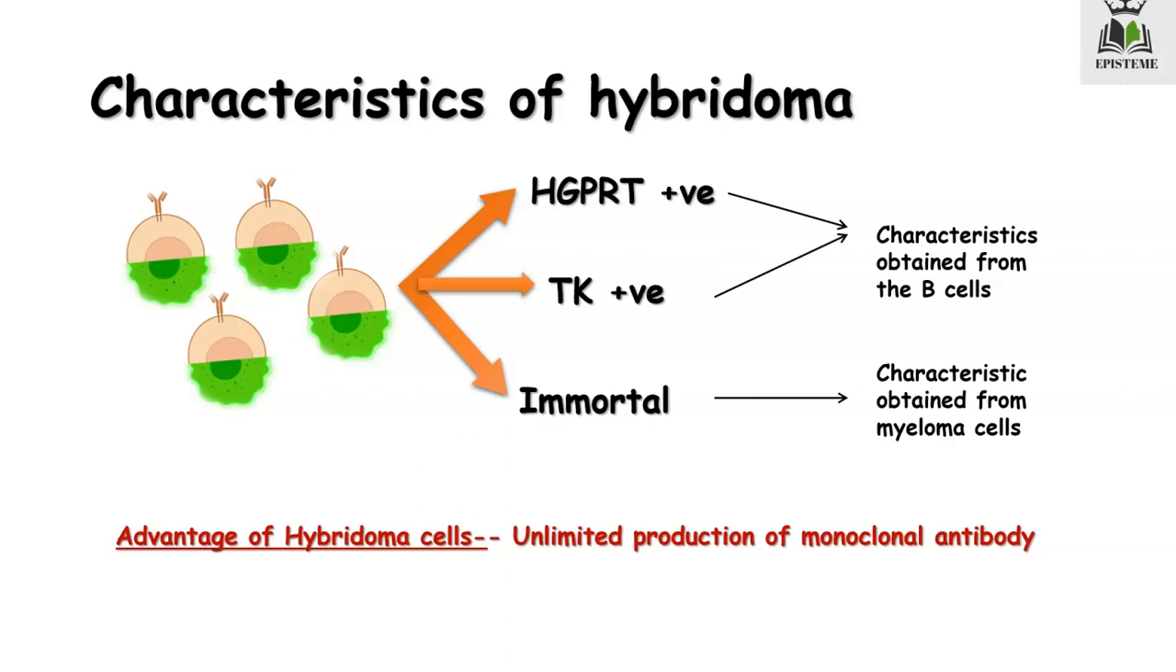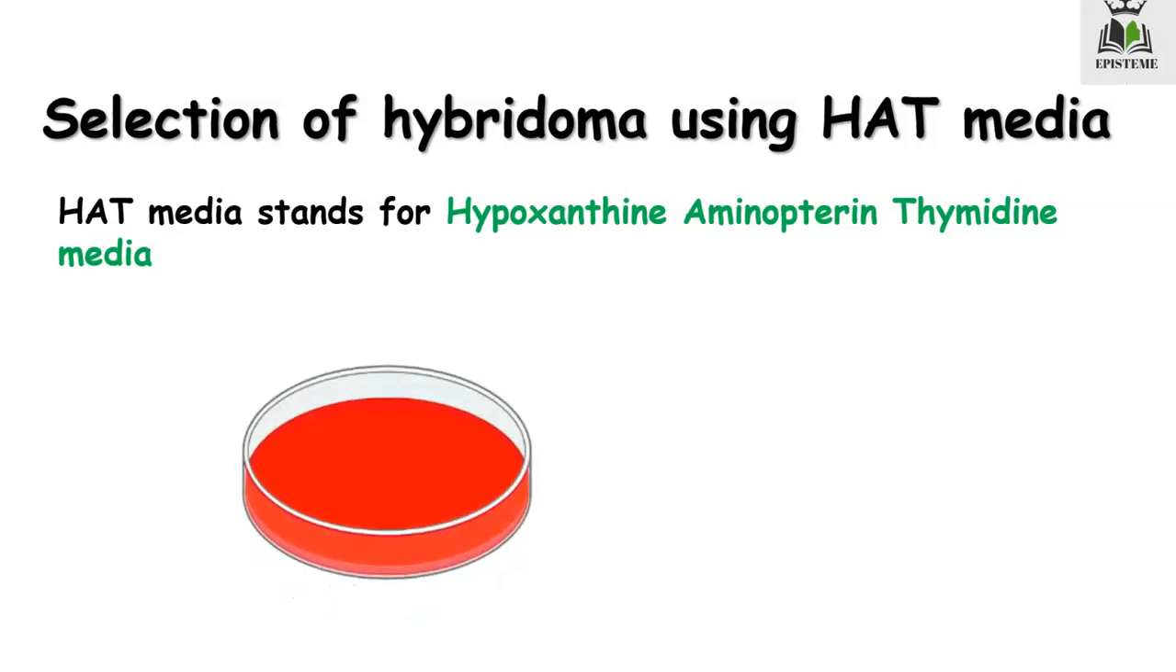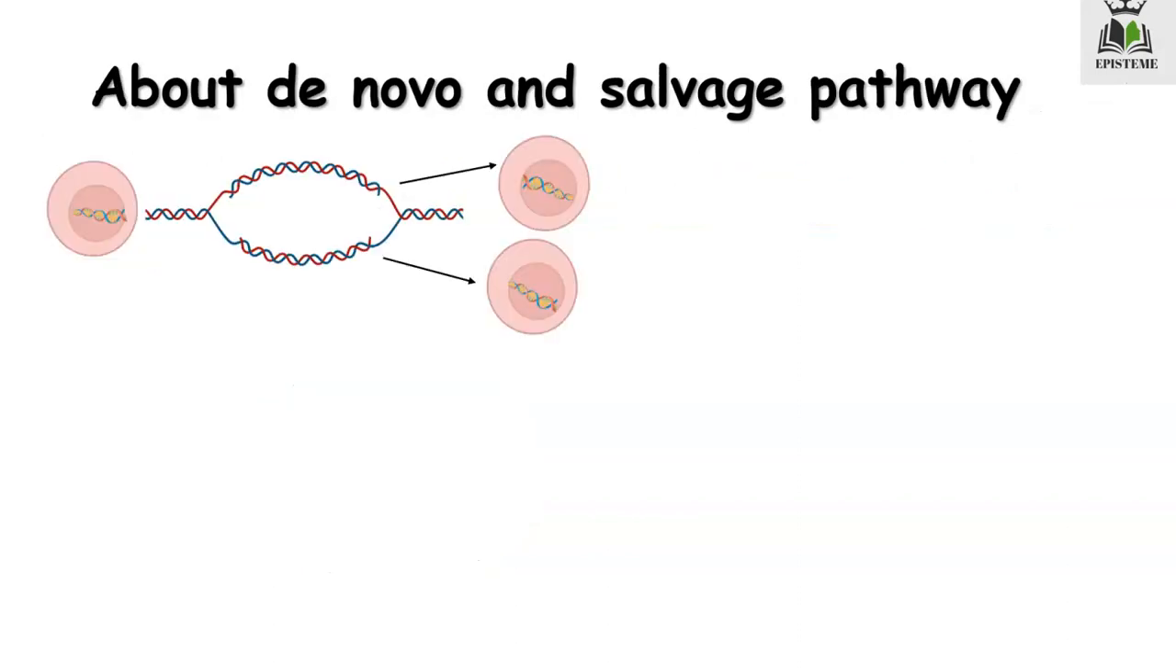Now, in order to separate out the hybridoma cells from the mixture of the cells, we use the HAT media. HAT media stands for hypoxanthine aminopterin thymidine media. Before understanding the procedure of the selection, we need to clear our concept about the de novo and salvage pathways.